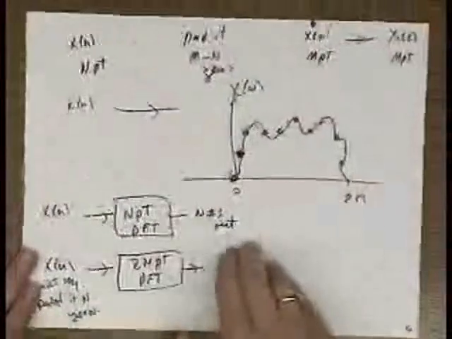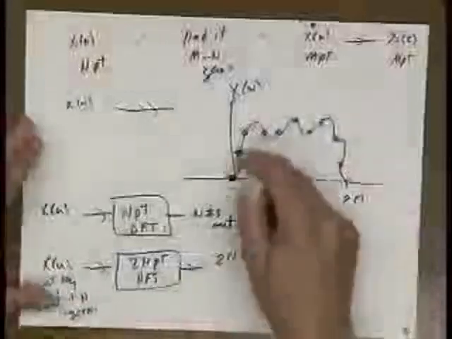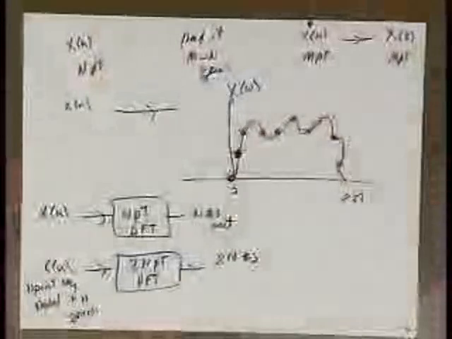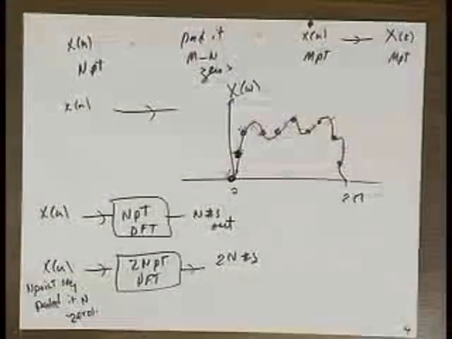How would I get back my original sequence x of n? There are no zeros here. These are 2n samples of the DTFT. Downsample, remove the ones in between, get n points, and then take the inverse DFT. All right? So this is roughly the relationship between these.